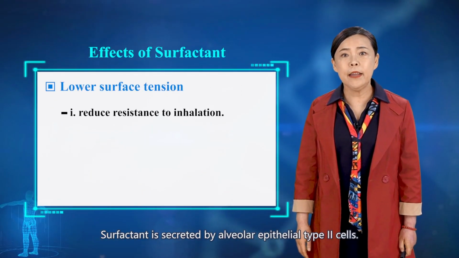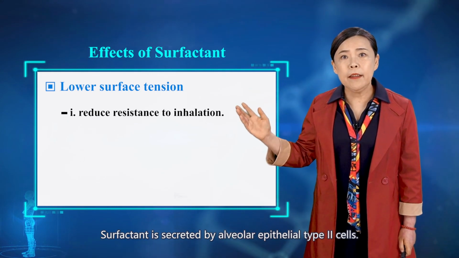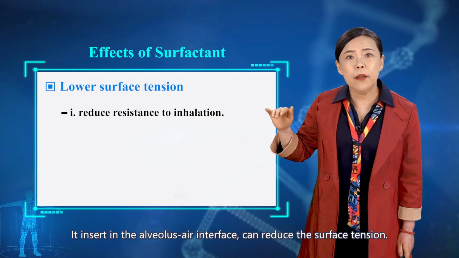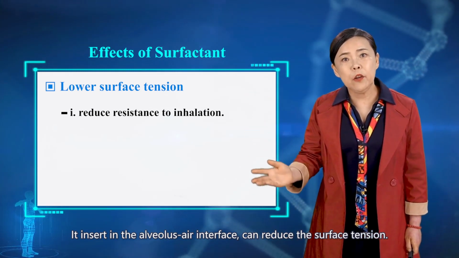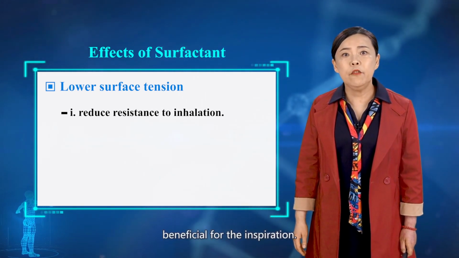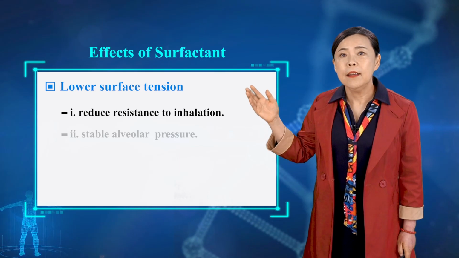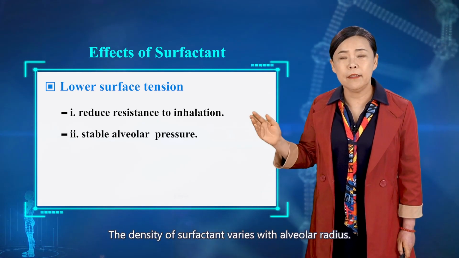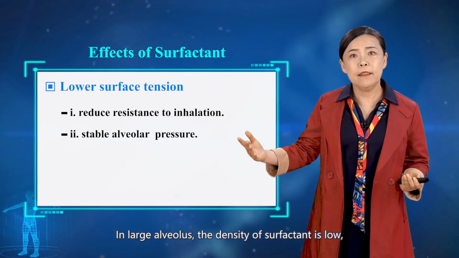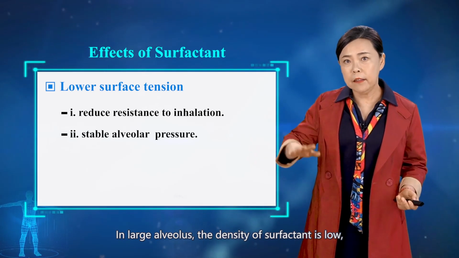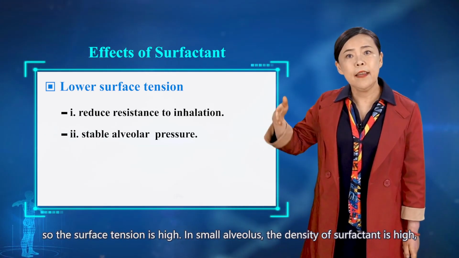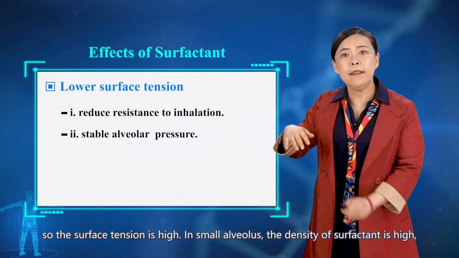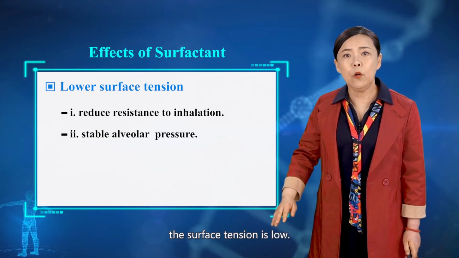Surfactants is secreted by alveolar epithelial type II cells. It inserts in the liquid-air interface and can reduce the surface tension, beneficial for inspiration. The density of surfactants varies with alveolar radius. In a large alveolus, the density of surfactants is low, so the surface tension is high. In a small alveolus, the density of surfactants is high, so the surface tension is low.